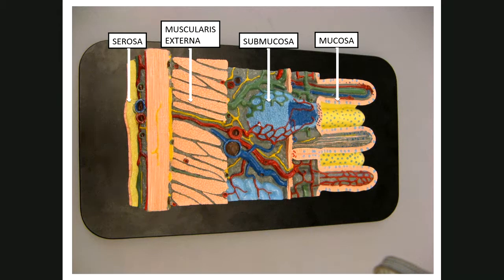But look, here are our layers. Here is the mucosa right here. That's the mucosa. Here is the submucosa right here. And then the muscularis externa is right here. So that's our muscularis. And then that little thin layer, which is this serous membrane, this last layer right here.